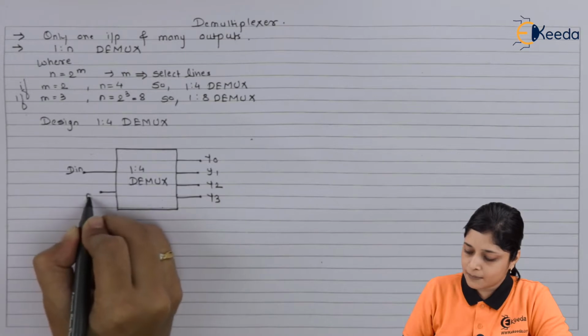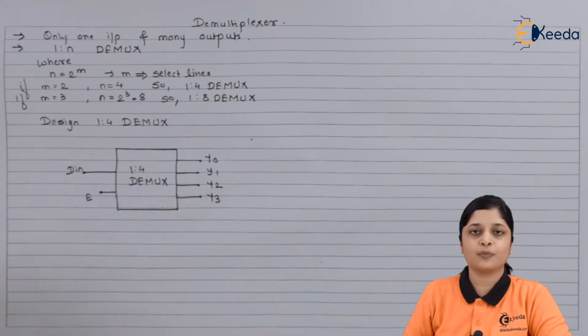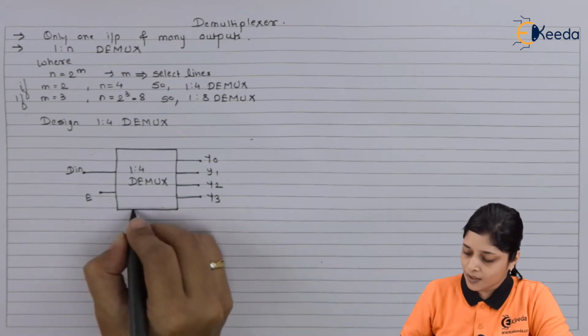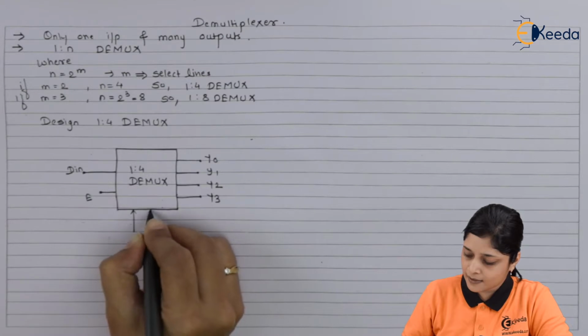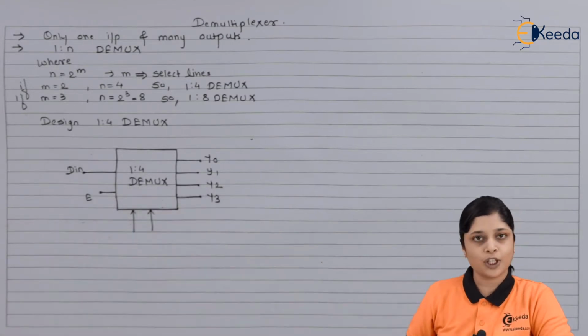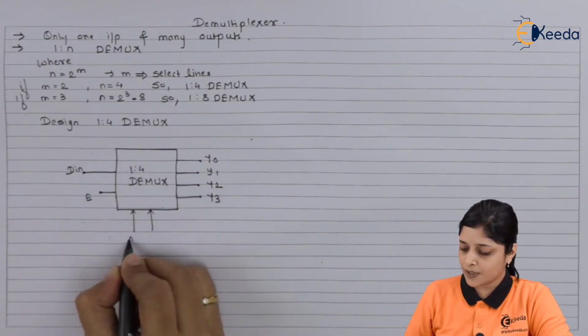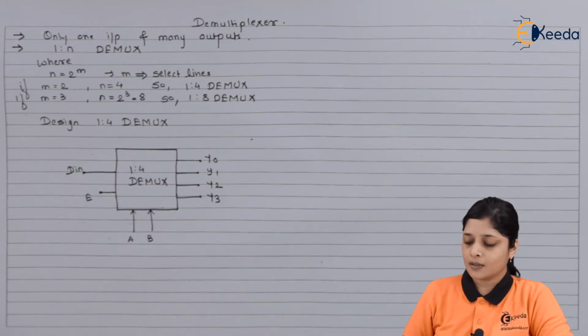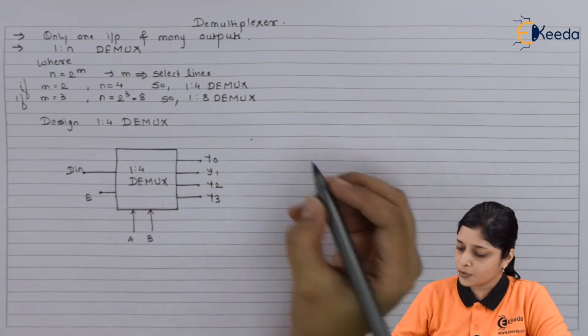Enable terminal is by default there. It should be always logic 1 for active of demultiplexer. After that, select lines, as it is 1:4 DEMUX, means two select lines will be there. A and B are called as the select lines. Now we are going to draw the truth table.